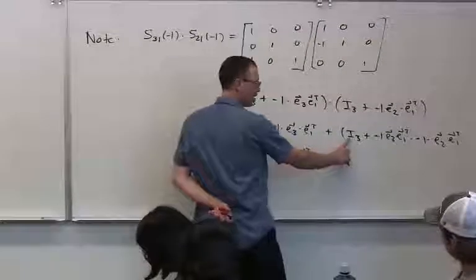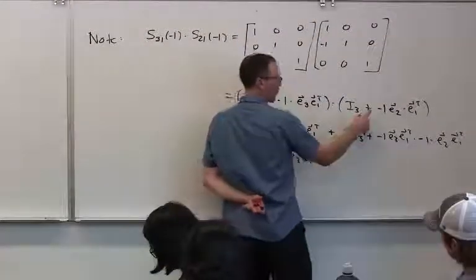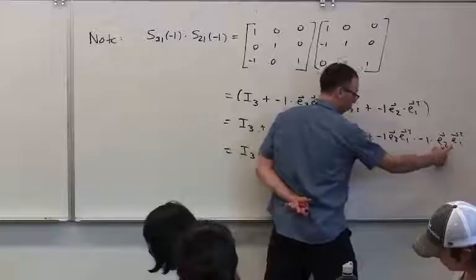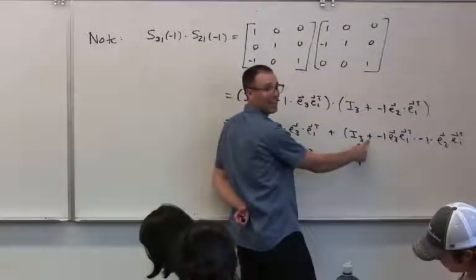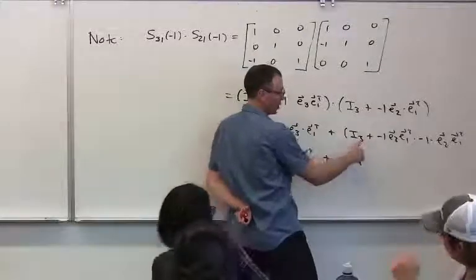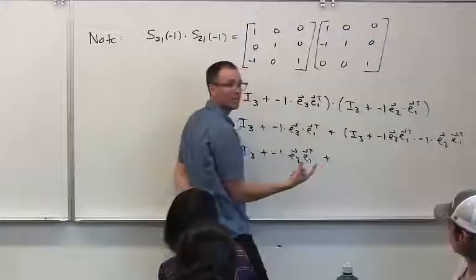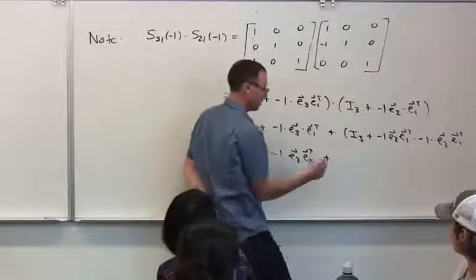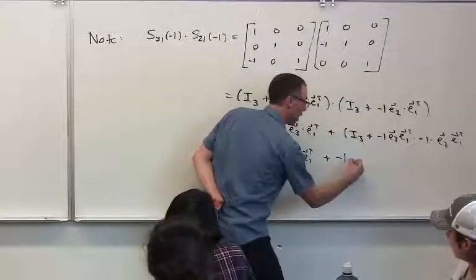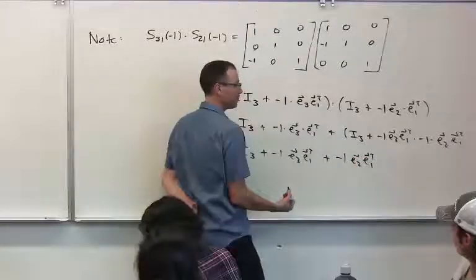OK, now when I multiply this by that, I get I3 plus the entire thing here, E1 transpose, and then negative 1 E2 E1 transpose. OK, so now I have I3 plus negative 1 E3 E1 transpose. What's happening here? First we distributed the left one over the right sum. Now we're going to distribute the right one over the left sum. When I multiply the identity matrix by this thing, what happens? Stays the same. So now I've got negative 1 E2 E1 transpose.